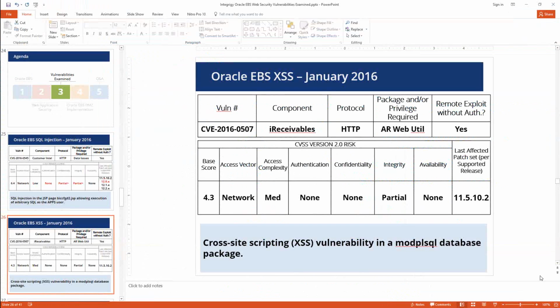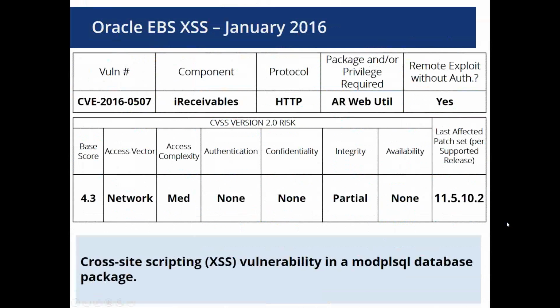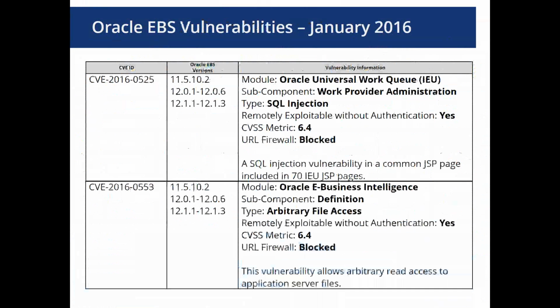So that's a high-level description of a SQL injection vulnerability and a cross-site scripting vulnerability. Again, there's a lot of different vulnerabilities in the Oracle Business Suite that can happen. I kind of went through the January 2016 CPU and picked out a couple that were meaningful. So the first one here, 2016-0525, is a SQL injection vulnerability.